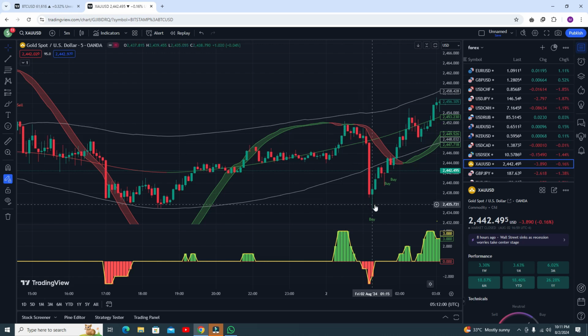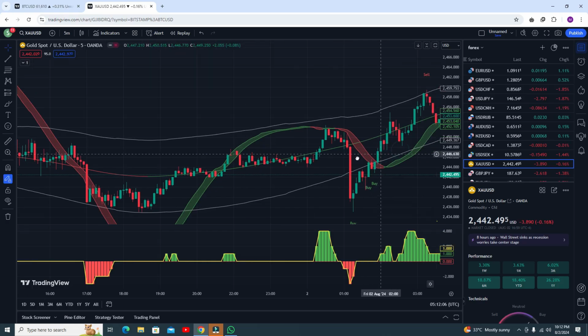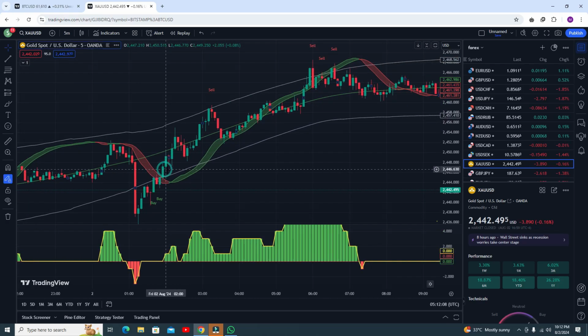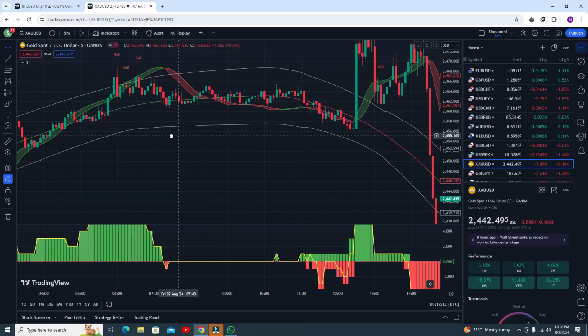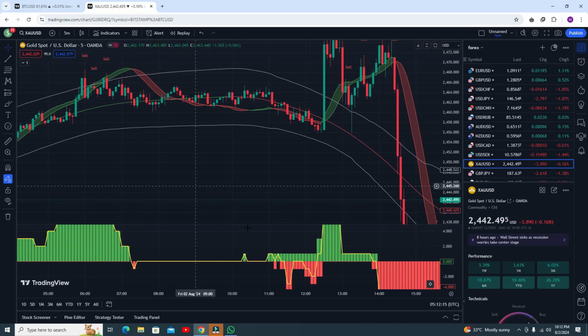Now here you can see there is no volume and you are getting a buy signal, so you can go for the buy trade and you need to book your profit here. You can book your profit here. Okay, let's move further. Here there is strongly buy and sell volume. There is buy and sell volume, so you do not need to go for a buy or sell trade.